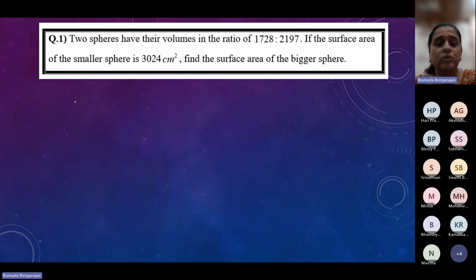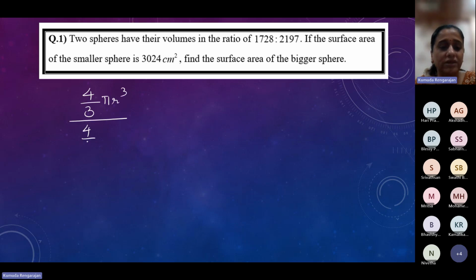So we know that the formula to find the volume of a sphere is 4/3 pi r cubed. So what are we given? Don't write now. I have the answer on the next slide. I'll present that. Please listen. So 4/3 pi r cubed by 4/3 pi r cubed, right? Because both are spheres. The ratio of their volumes is 1728 by 2197.